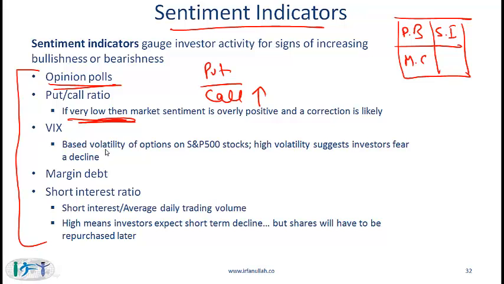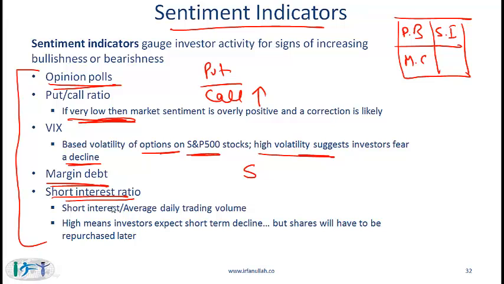VIX is another sentiment indicator. This is based on the volatility of options which are written against stocks in the S&P 500. The high volatility suggests that investors fear a decline. Margin debt is the borrowing that investors can do from the brokerage firm to buy stock. Now, if there is a very high amount of margin debt, that means that investors have borrowed money to buy stock, and that could be an indicator that the market is overbought and a correction is likely.